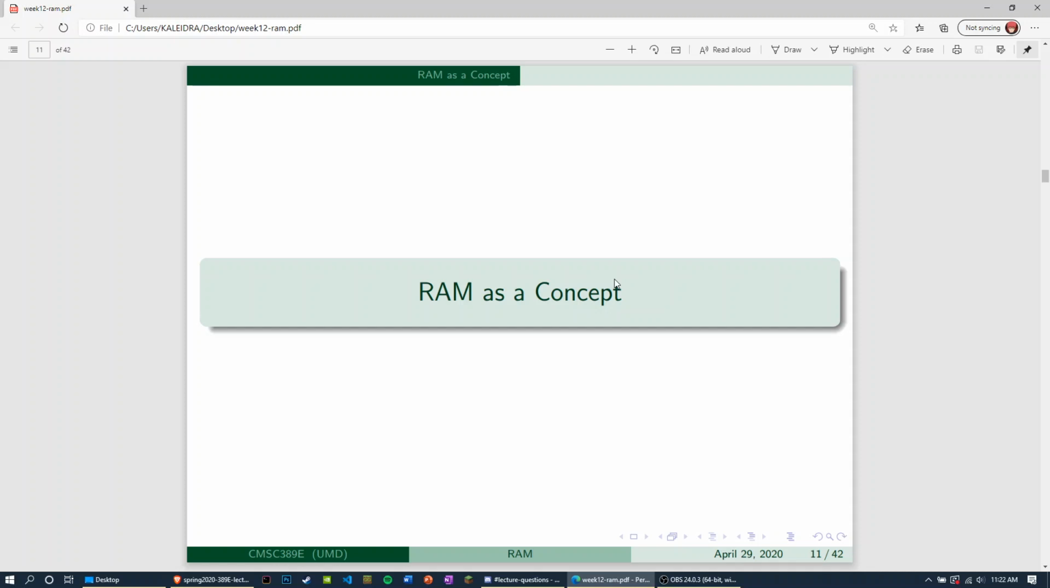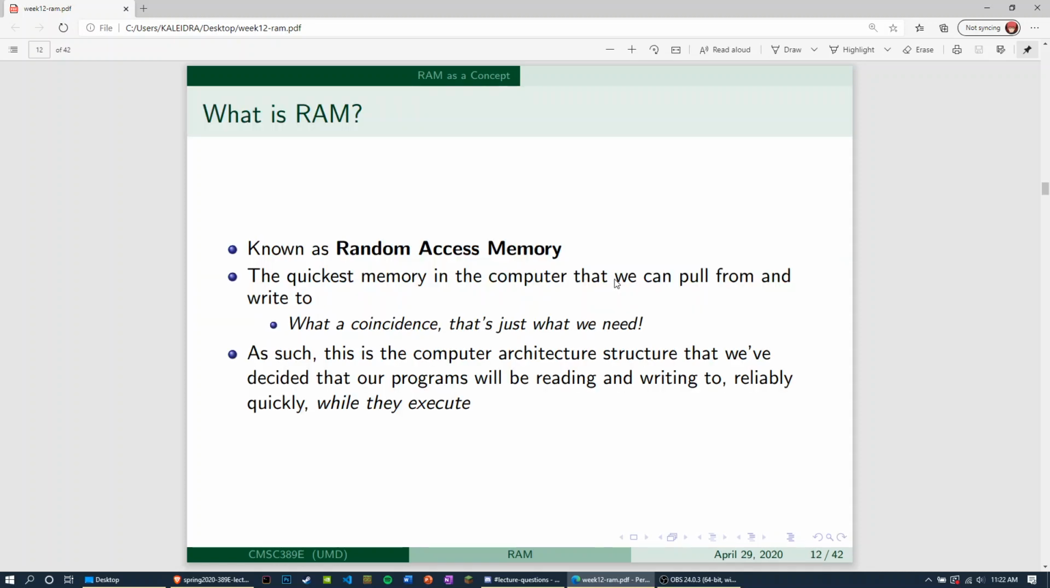Let's talk about RAM as a concept. It is known as random access memory, and it is the quickest memory in the computer that we can pull from and write to. Again, let's forget about cache for now. This is kind of just where we're at. If you want more, take 411. As such, this is a computer architecture structure that we're deciding our programs will be reading and writing to, reliably and quickly, while they execute. I keep rapping on this point, but it just about is exactly what we say it is. So hopefully that makes sense. And again, feel free to stop me whenever if this is not making any sense.